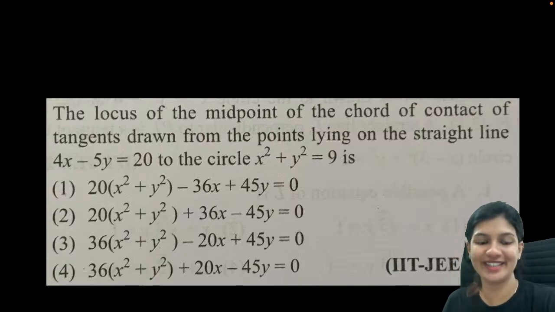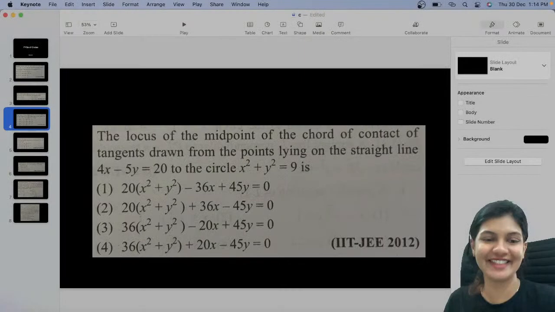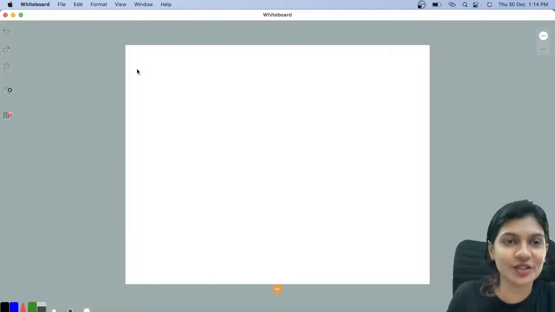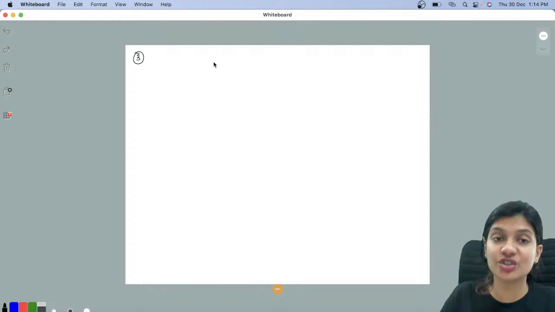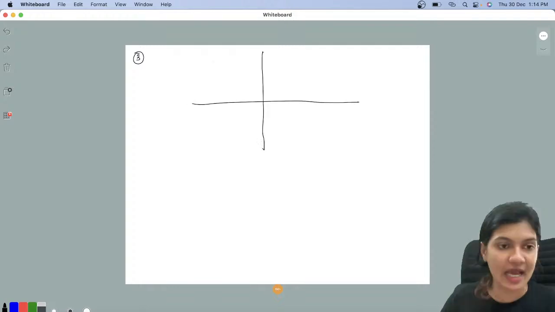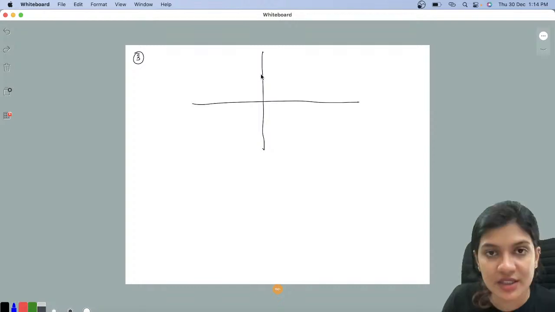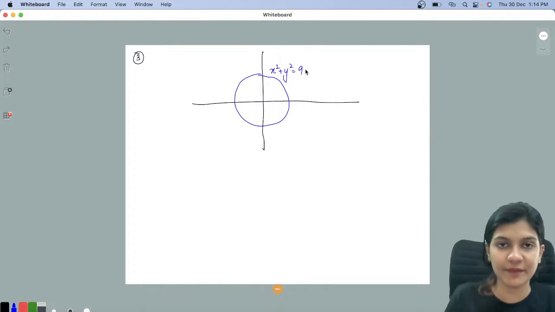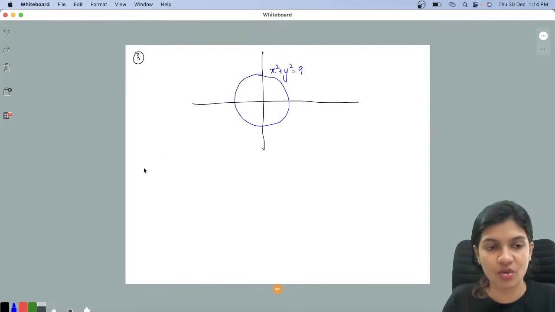Yes, so let us start with the explanation of the third question, question number 3. Let us draw the figure first. We have our x-axis, y-axis, and then our circle with the equation x square plus y square equal to 9. The center will be O of the circle, the origin.